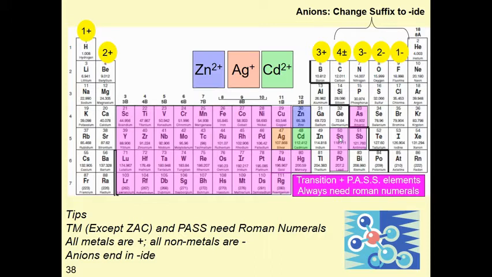So if I were you, on your periodic table, you've already labeled your charges up here for your representative elements. I would write in the top right-hand corner of ZAC what their charges are: +2, +2, and +1. And I would outline those three just to draw your eye to it. And then I would also outline the PASS elements, again, just to draw your eye to it.